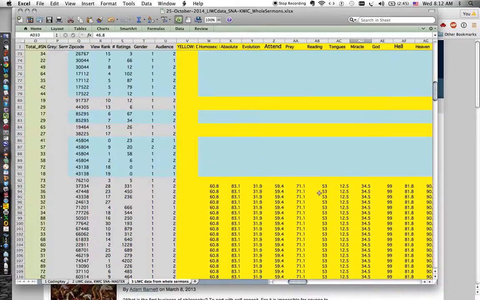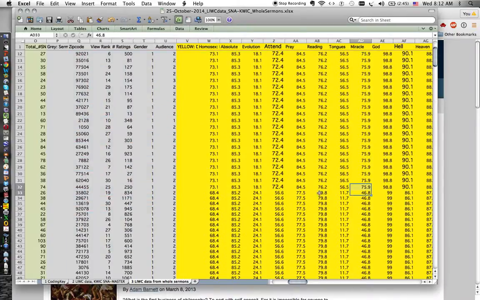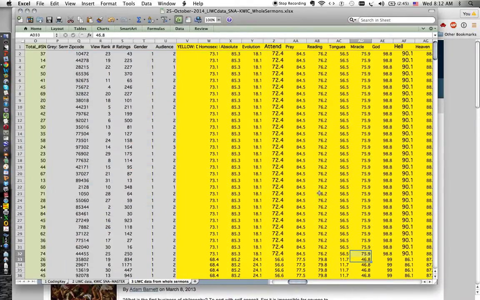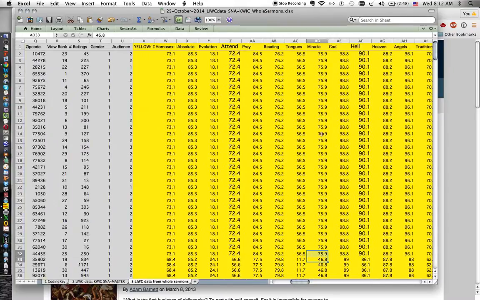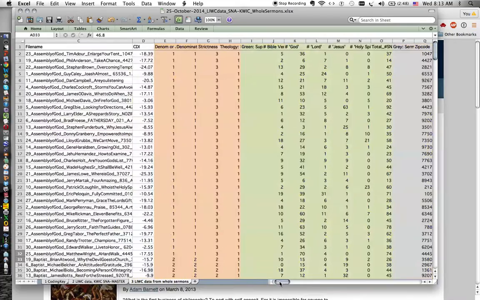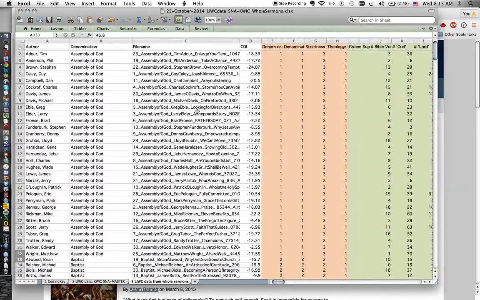Do we see that denominations that have a strong belief in miracles, do those denominations also have a strong belief in hell? Or, say, do those emphasize the role of Jesus rather than the role of the Holy Spirit? Those are some of the research questions that you might be interested in, and if so, LIWC is one of the first steps you should take to solving those problems with data.